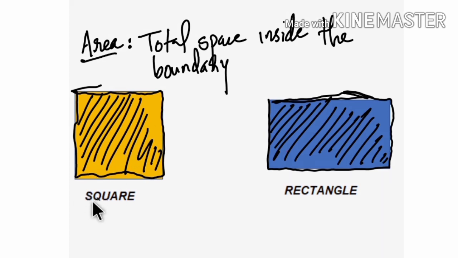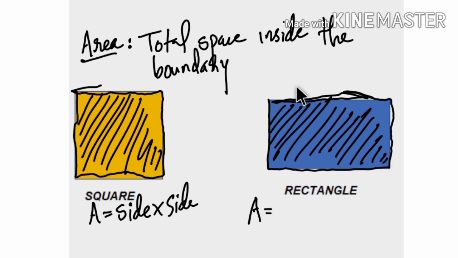Now let's learn the equation for area of square. For finding area of square, we have equation side into side. This is the equation for finding area of a square. In the case of rectangle, area is equal to length, length means longest side, into breadth. So length into breadth, this is the equation for finding area of rectangle.